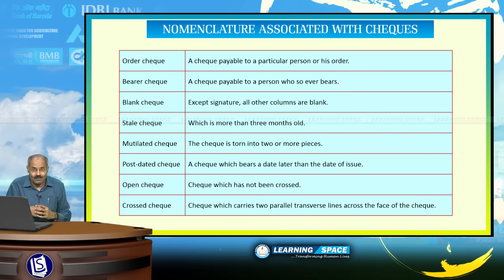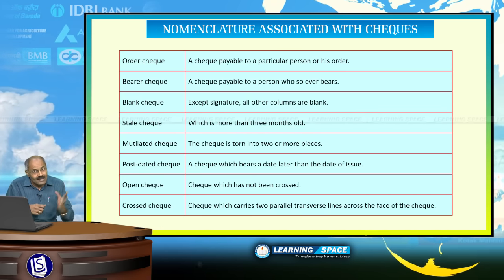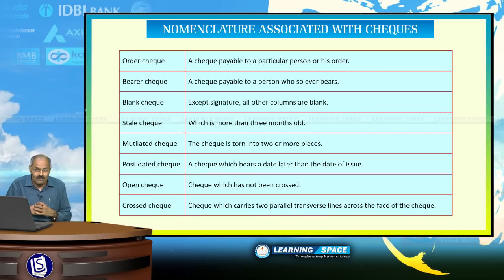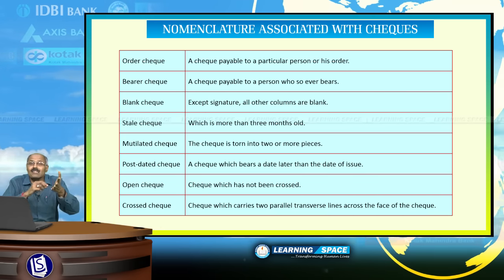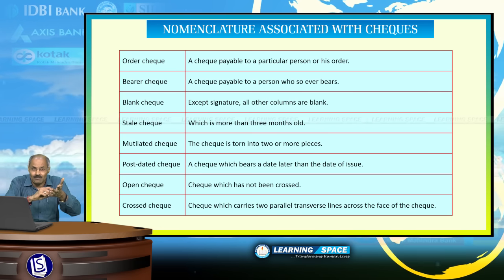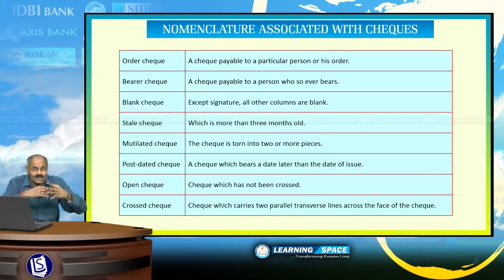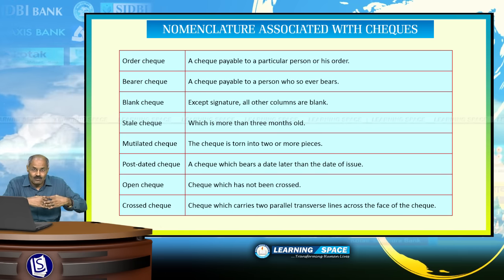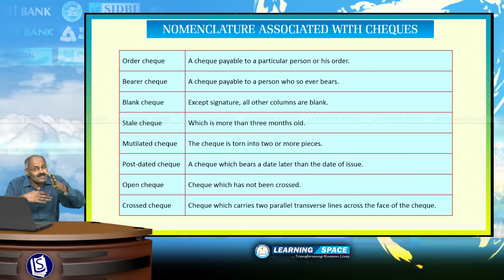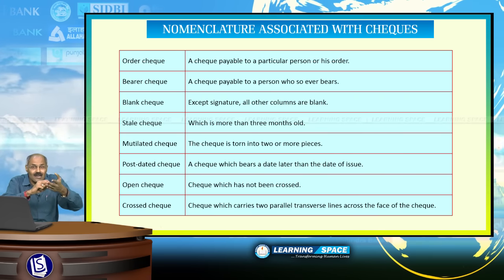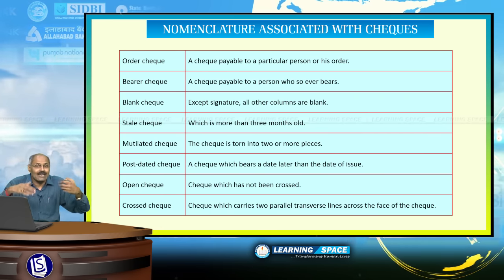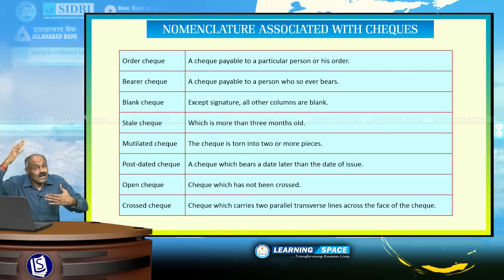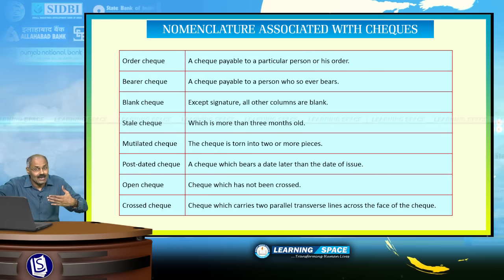Post dated check. Let us assume today is January 1st and you are taking the check with the date 16th January. Today is January 1st, and you are taking the check dated January 16th, that indicates it is a post dated check. That means that check will be valid from 16th January onwards only.